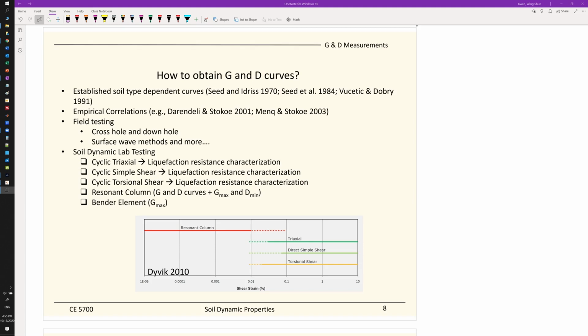First is using some existing curves which have already been established based on a huge database. So there are some researchers, either past, like Seed and Idriss. So Idriss is the same Idriss we talked about.